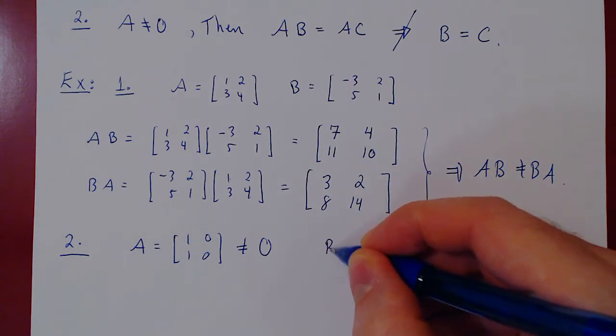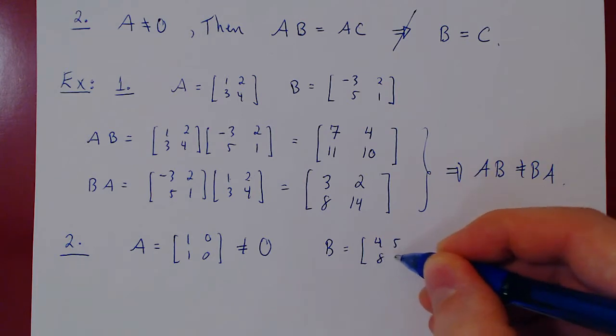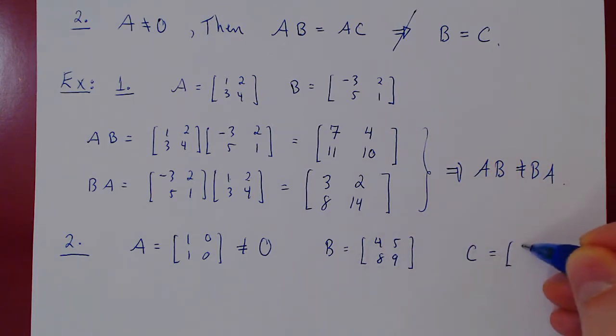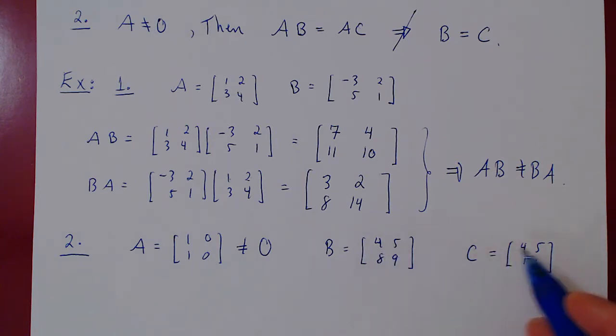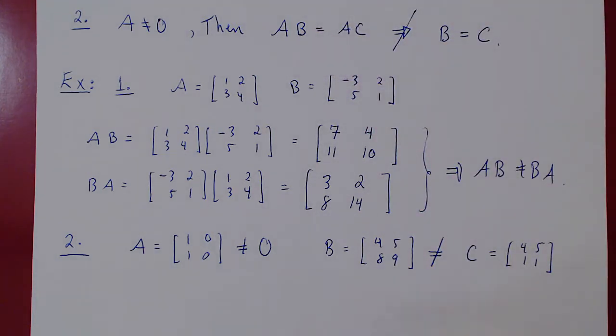Let's take matrix B now to be 4, 5, 8, 9. And matrix C to be 4, 5, 1, 1. Clearly, B and C are not equal. They have the same first row, I should say, but not the same second row. So B and C are not equal, but let us prove that AB and AC are actually equal.